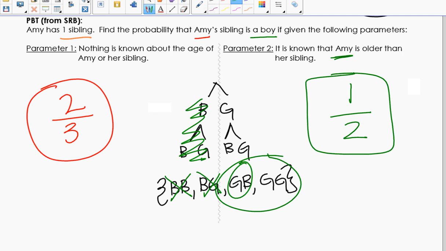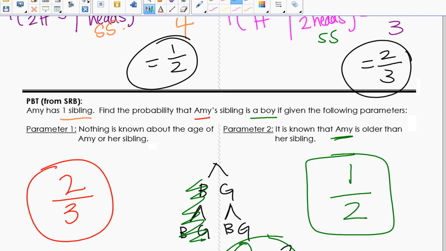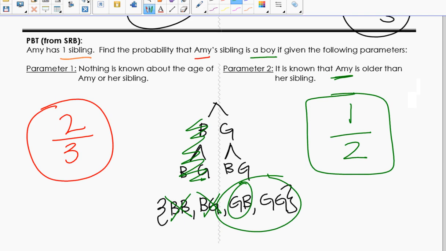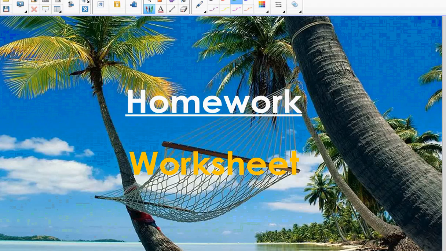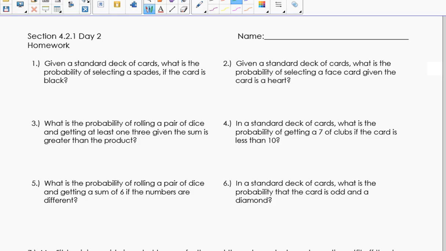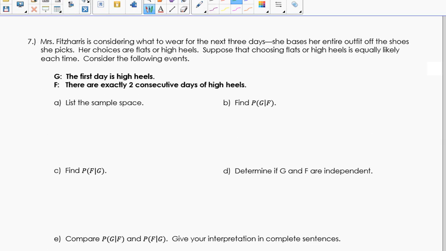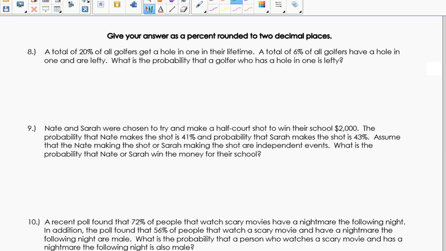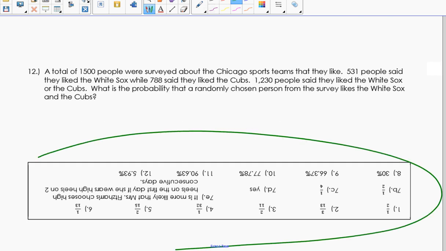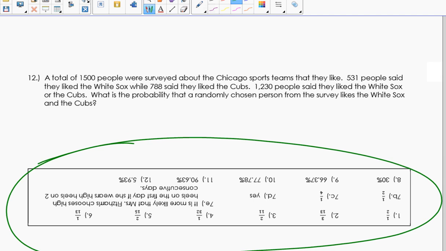So it's about manipulating your sample space, what can and what can't happen, and so on and so forth. So your homework tonight is this, but it's also a review of other things. Not all of your homework tonight is going to be conditional probability. Your homework tonight is a worksheet that looks like this. Make sure you're looking for your keywords, the if, the ands, things like that. And all of your answers are on the back at the bottom, so make sure you check them as you go. Okay?